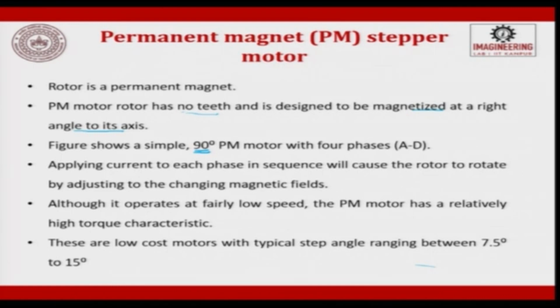Although it operates at fairly low speeds, the permanent magnet motor has relatively higher torque characteristics. These are low cost motors with a typical step angle varying from 7.5 to 15. I told you 1.8 into 5 times, and 15 is 1.8 into 10 times. So, 15 degrees.